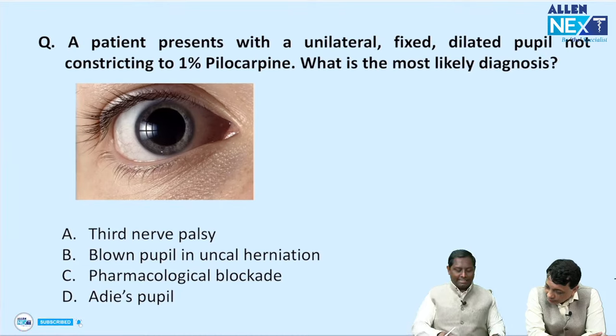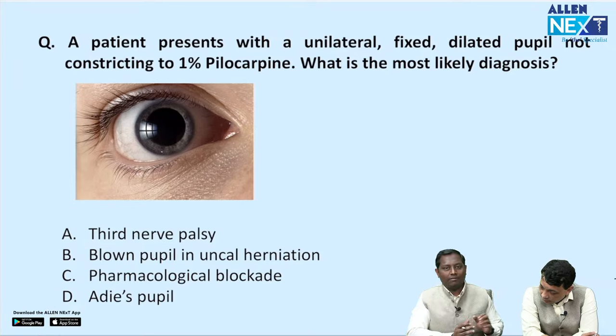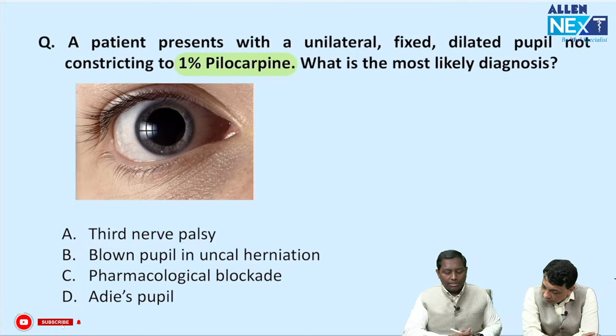Thank you, sir. Yes. Sir, there is a patient who is coming with a unilateral fixed dilated pupil. So whenever we hear the term unilateral fixed dilated pupil, mid dilated fixed pupil, I think we think about angle closure glaucoma. Correct, correct. But here the question is something different. It is not constricting to 1% pilocarpine. What is the most likely diagnosis? Sir, over to you. What do you think?